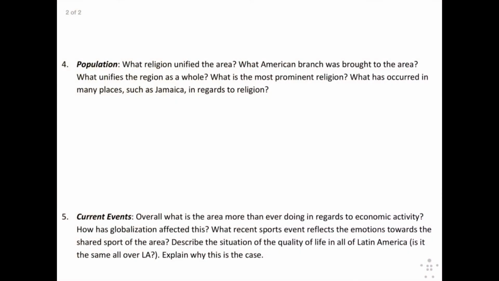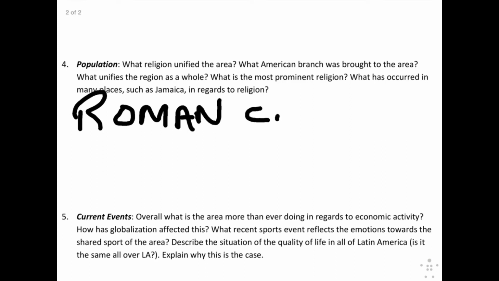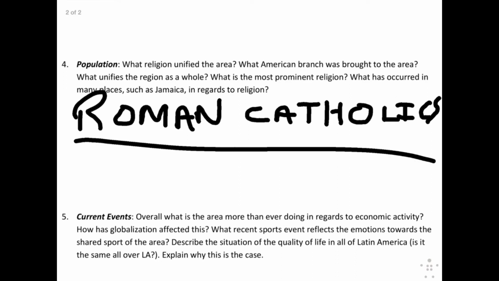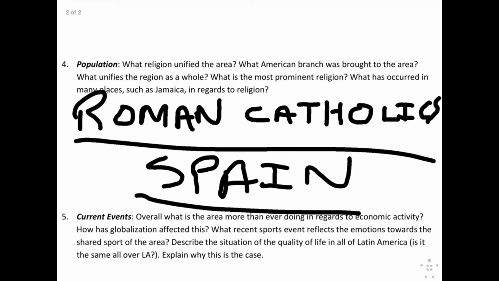Question number 4 is dealing with population. First part of the question says, what religion unifies the area? Now, yes, I understand that it is Christianity, but I'm looking for a more specific branch, and that is Roman Catholicism. Now, in looking at why this dominates the region, it's because a lot of the European countries that settled the area were Roman Catholic, so they brought their religion with them.